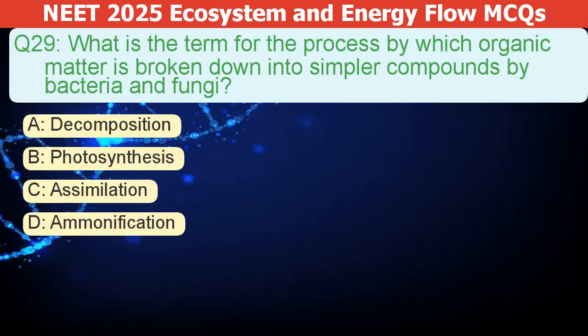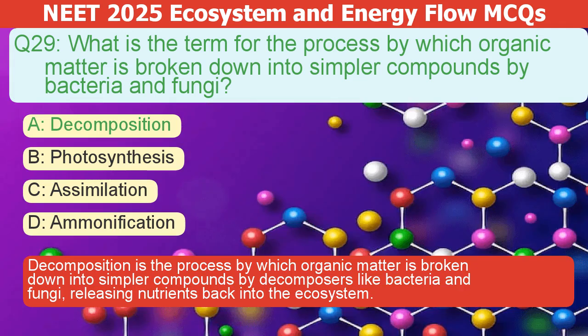What is the term for the process by which organic matter is broken down into simpler compounds by bacteria and fungi? A. Decomposition. B. Photosynthesis. C. Assimilation. D. Ammonification. The correct answer is A. Decomposition is the process by which organic matter is broken down into simpler compounds by decomposers like bacteria and fungi, releasing nutrients back into the ecosystem.